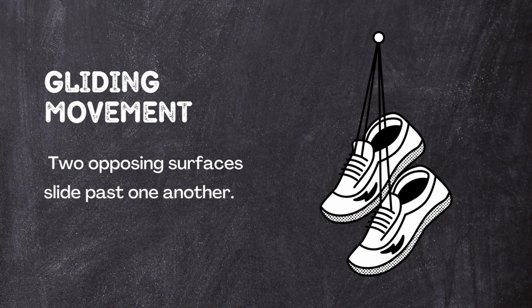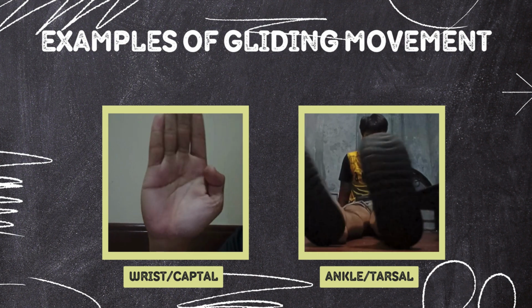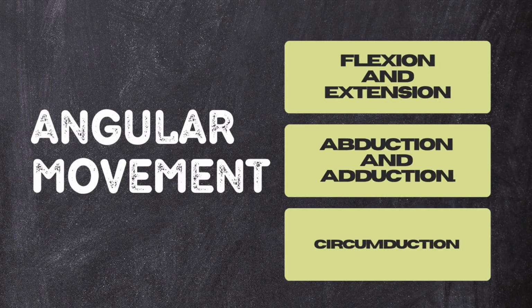Gliding movement. Gliding movement is when two opposing surfaces slide past one another. Here are examples of gliding movement, which are the wrist, carpal, and ankle, tarsal. In angular movement, we have three kinds: flexion and extension, abduction and adduction, and circumduction.